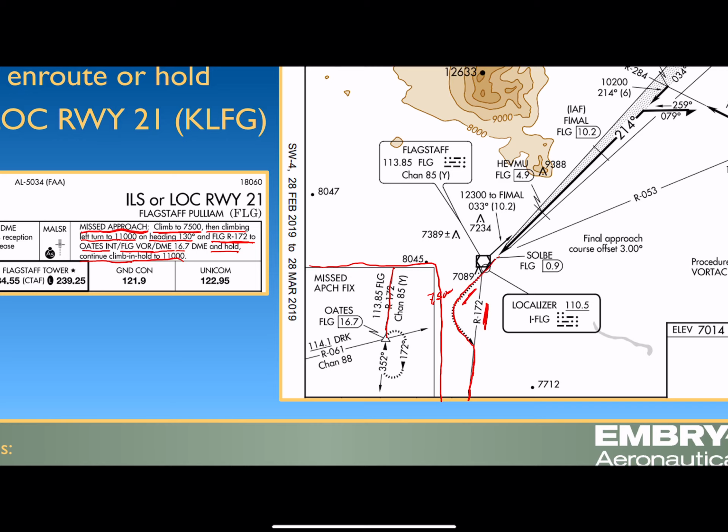So I'd fly to Oates, which is 16.7 from Flagstaff, and then I would hold. So in this case, again, hopefully by looking at it, whenever we approach a hold straight on, so in the exact opposite direction of the inbound leg, I would just use a parallel entry into the hold. And then I would hold and climb to 11,000. Then I would wait for further instructions. So I would wait to see what ATC tells me to do.